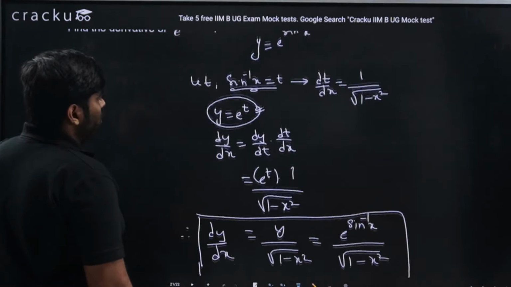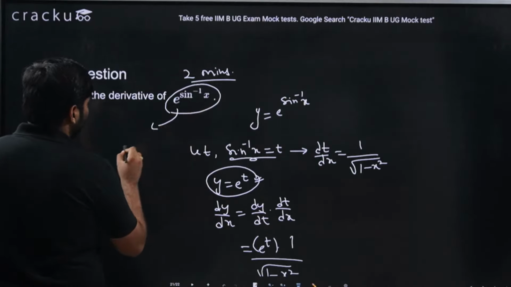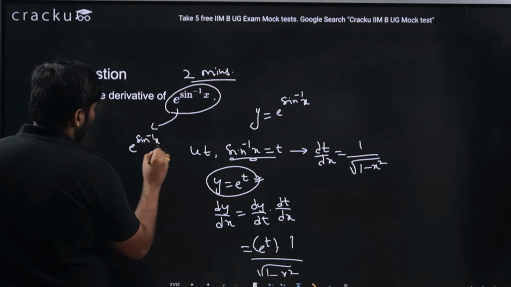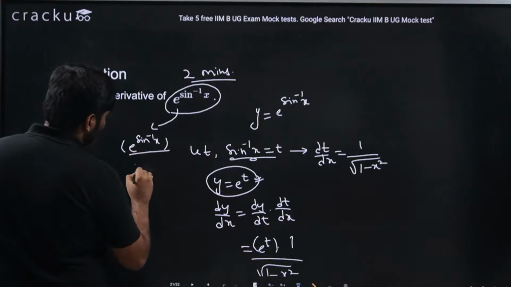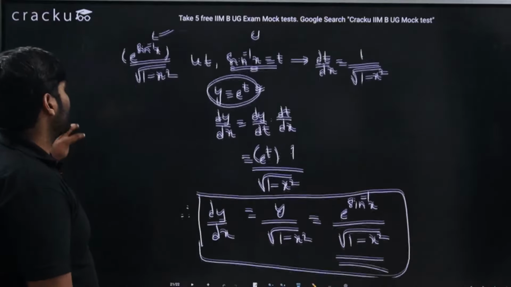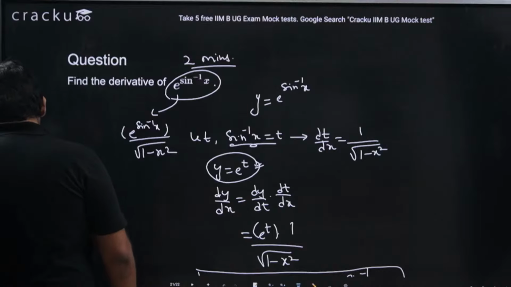It is simply when I do it in the exam, I directly do it as e power sine inverse x is given. Usually e power x differentiation is the same e power x, but x I have to differentiate now. So this into what is the differentiation of sine inverse x? 1 by root over 1 minus x square. So directly it is e power sine inverse x by root over 1 minus x square. Now let us see.